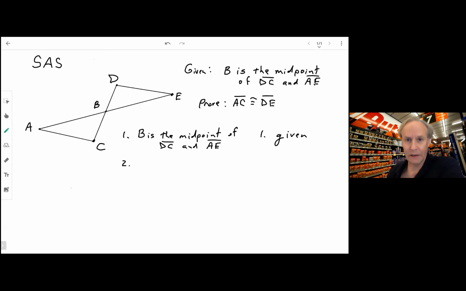So my informal part is that I look at B and I look at what's given. It says B is the midpoint of DC and AE. So since B is in the middle of DC, then I know that these two sides are equal and congruent. Equal and congruent are almost interchangeable. A geometry teacher will argue that, but I'm going to suggest that they're interchangeable. That when I'm saying CB is equal to BD, it's the same as saying that they're congruent. The same thing is true for the segment AE. We know that B is in the middle, so that means the two segments are equal.